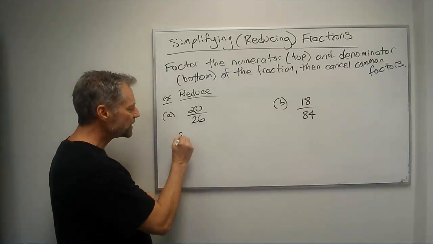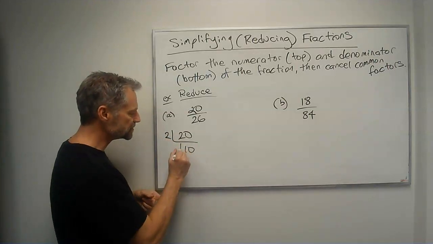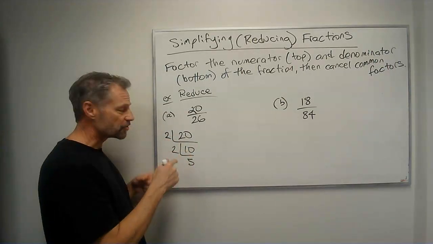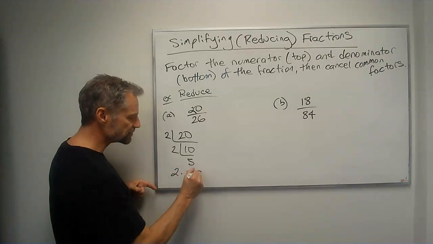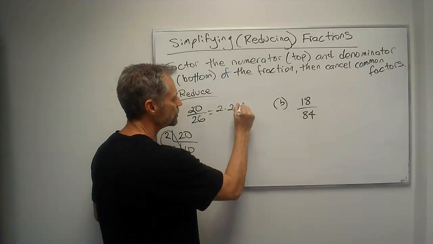We're going to get 20, and I want to know what the prime factors are. Well, 2 goes in there 10 times, and 2 goes in there 5 times. So the prime factorization is 2 times 2 times 5. It's all the stuff on the outside. So I'm going to put that up here.